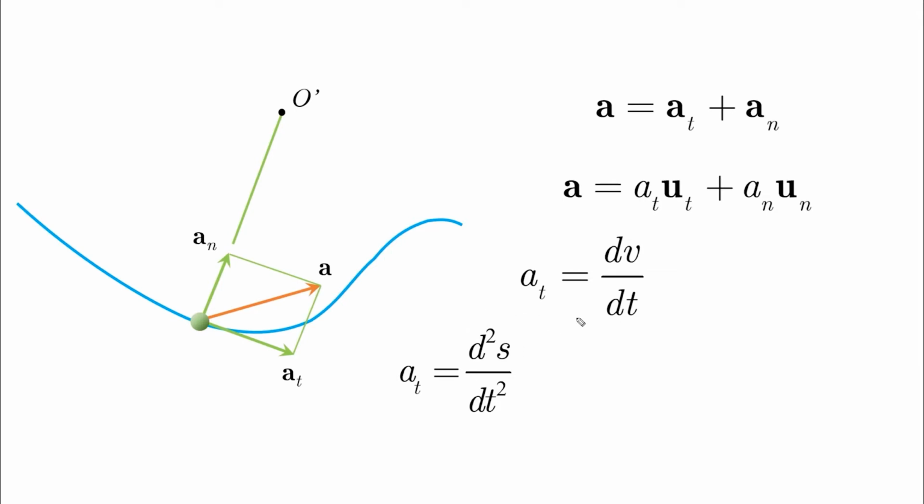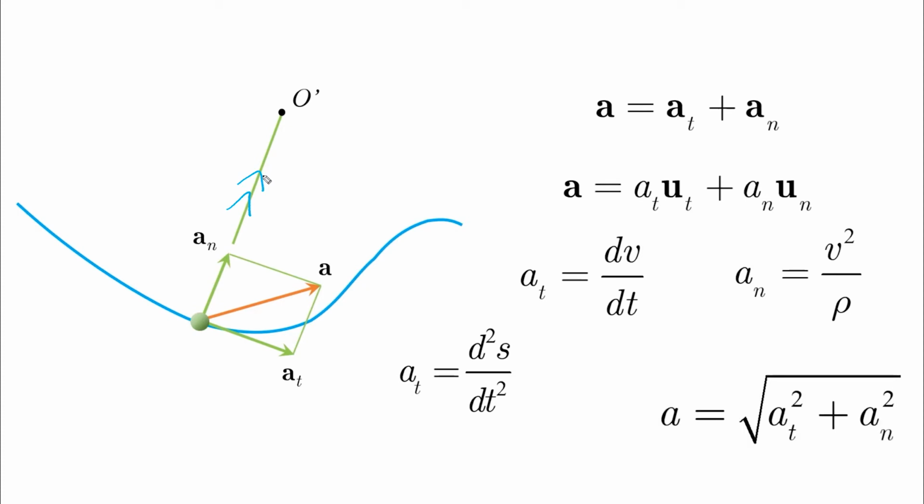Note also that we can find at from the second derivative of s with respect to time. On the other hand, the normal acceleration is defined as v squared over ρ, and it is directed towards the positive direction of the normal coordinate. Finally, the magnitude of the acceleration is defined as the square root of at squared plus an squared.